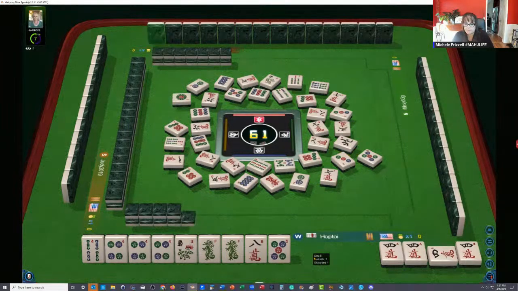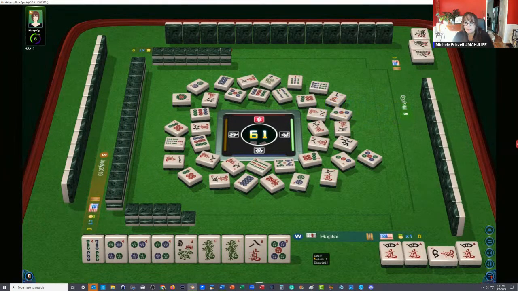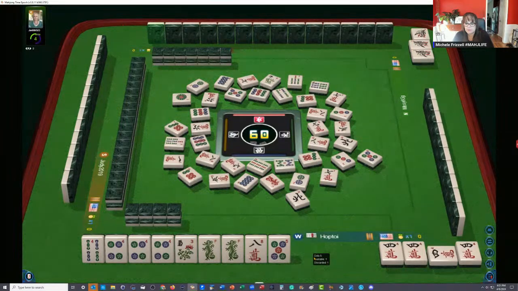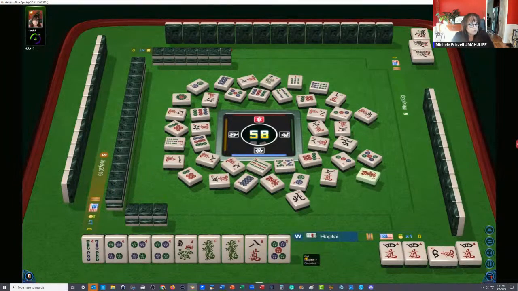North wind. 1 bamboo. Pung. Okay. Pung. North wind. 5 characters. We're looking for a 4 bam flower. Somebody I think has 4 bams though. 9 characters. Okay, red dragon. We do not want to hold on to dragons. Red dragon. Red dragon. Okay.